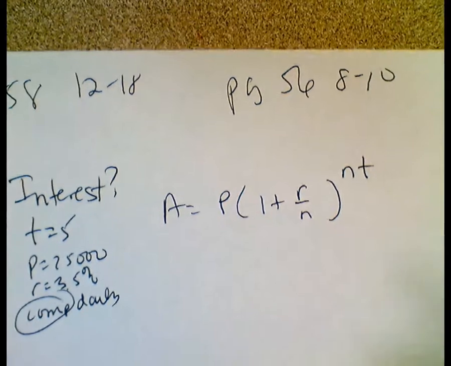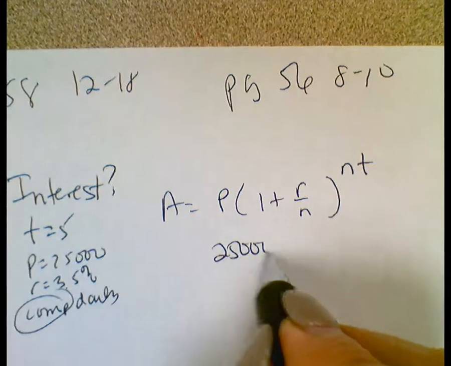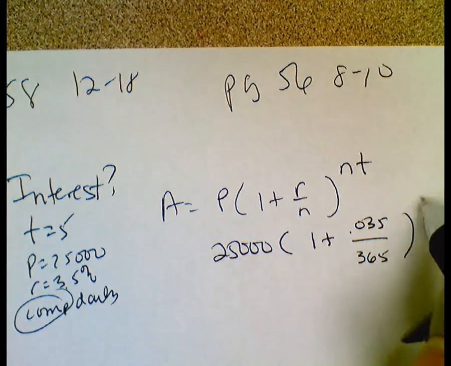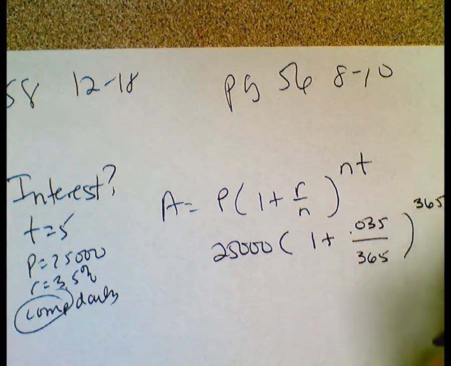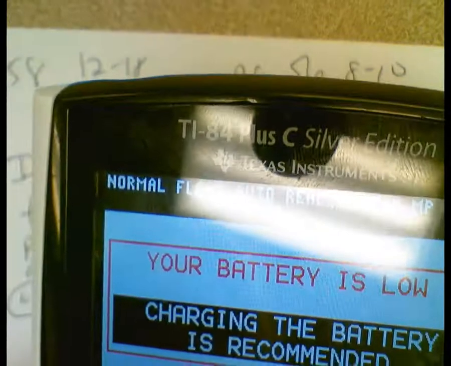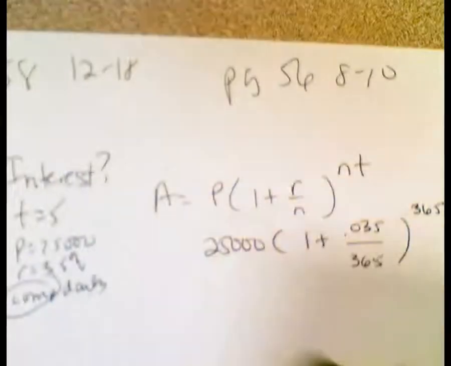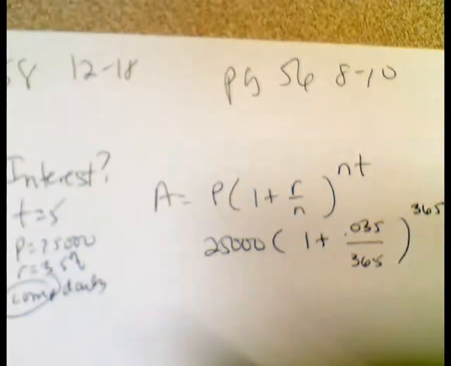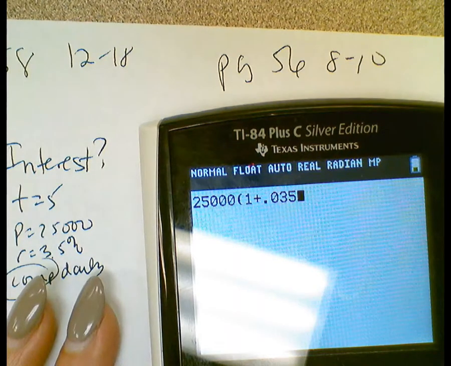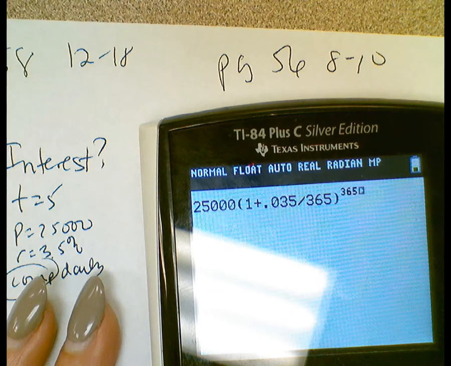Okay, we want the interest. So first we're going to start with P, 25,000, parentheses, 1 plus 0.035. How many days in a year? 365. So this is going to be 365 times 5 years. Okay, let's figure this out. 25,000 parentheses 1 plus 0.035 divided by daily, 365, raised to the 365 times 5.